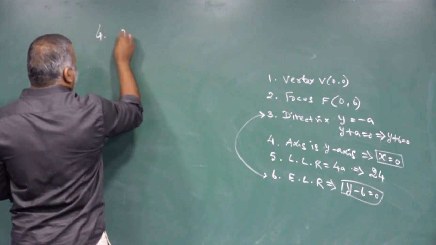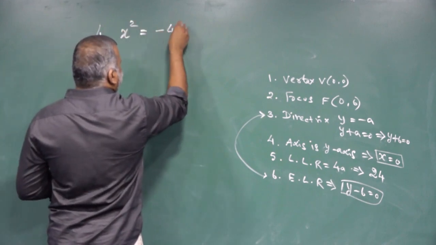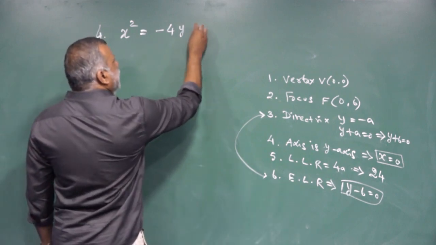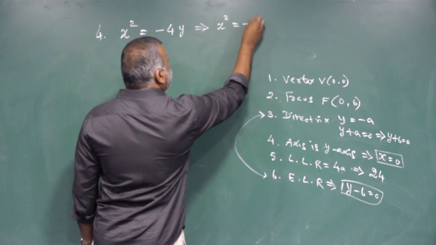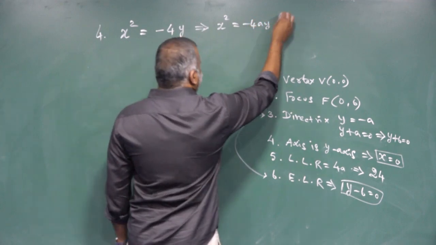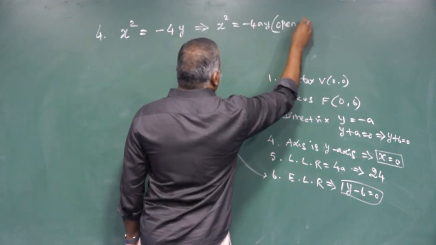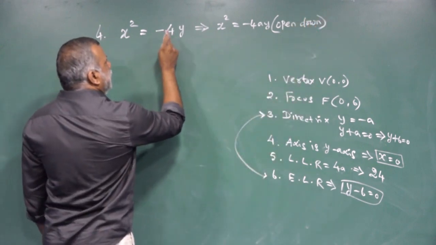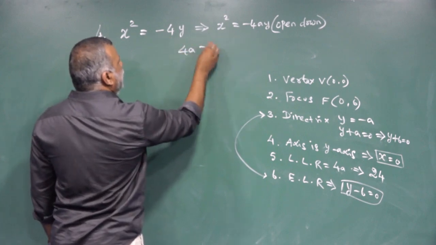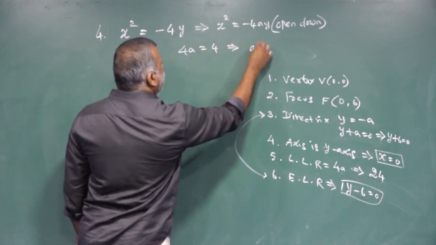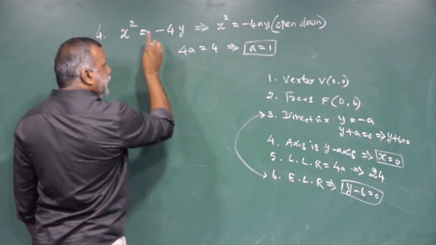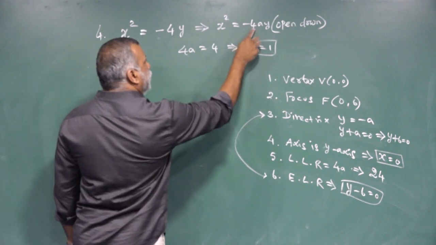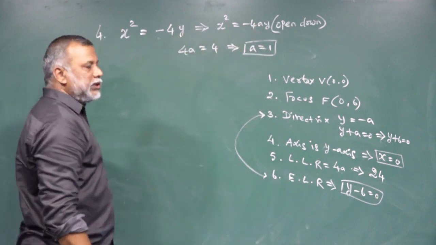See question number 4. X squared equal to minus 4y. See here, compare with this type. X squared equal to minus 4ay. Type 4, the name is open down. Open down, compare with this. Here 4 equal to 4a. That means 4a equal to 4. Now a equal to 1. So here also negative, here also negative. So avoid the negative. Take the constant, 4a equal to 4. From that a equal to 1.